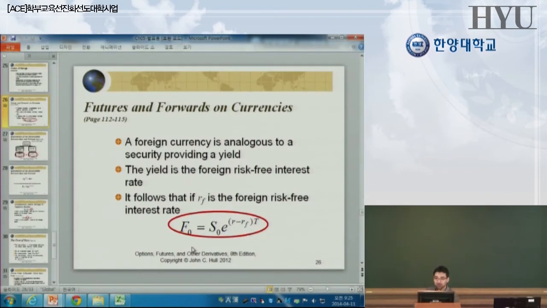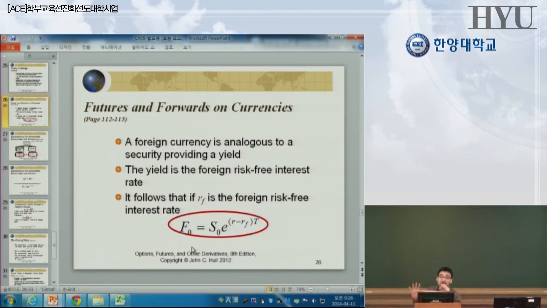So a foreign currency is analogous to a security providing a yield, right? If you have a foreign currency, you just do not hold it. Let's assume we are in the US, we use dollars, and if you have euros, then of course you don't wanna hold euros in your room, right? You should hold euros in a European bank, of course. Then they will earn interest. So it is like a yield, okay? It provides yield.